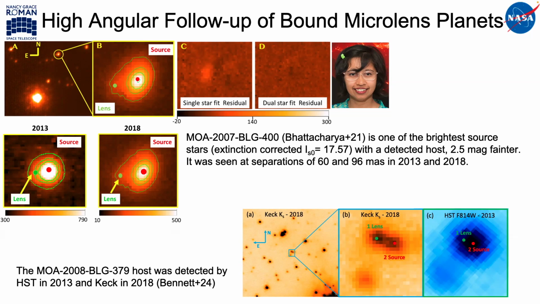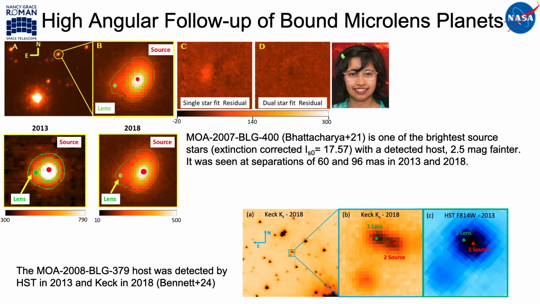But here's a couple of events that we've observed multiple times, and we can measure the separation of the stars that moves away. Here's one, and here's one using both late-time Keck images and earlier HST images.